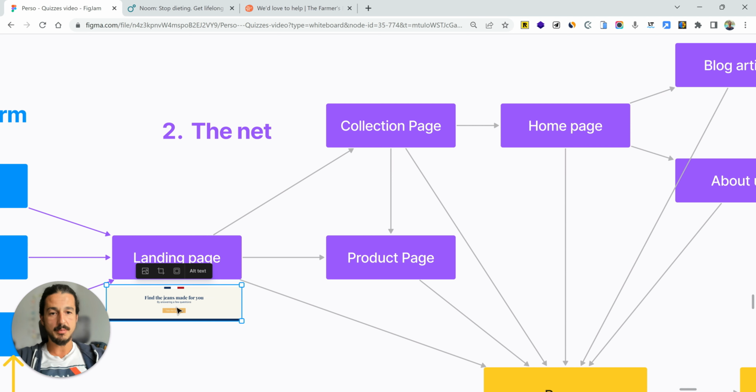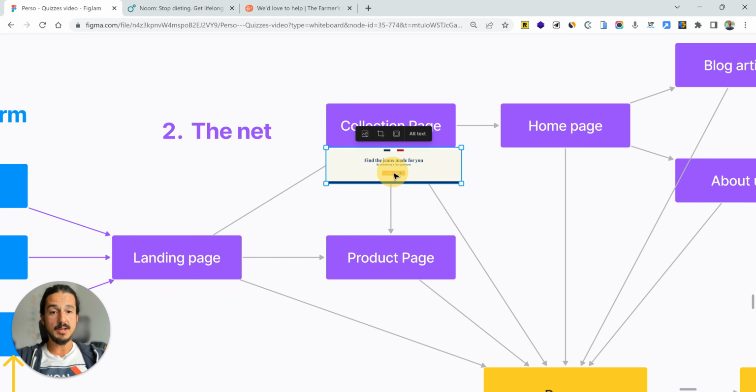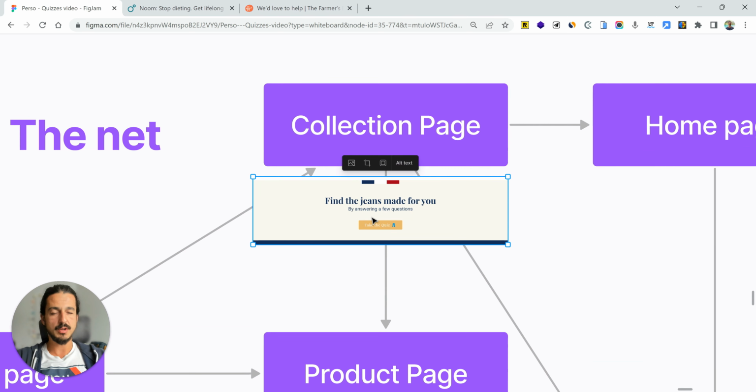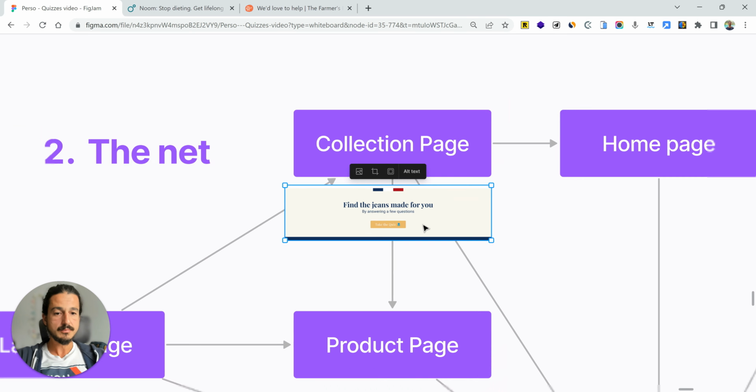So maybe they will take it from here, but maybe they will decide to go to the collection page. So at the very top of the collection page, before showing every other product, I will say, hey, maybe you want to save some time and take the 5-minute quiz or the 2-minute quiz. Then you will find the gin that is made for you.